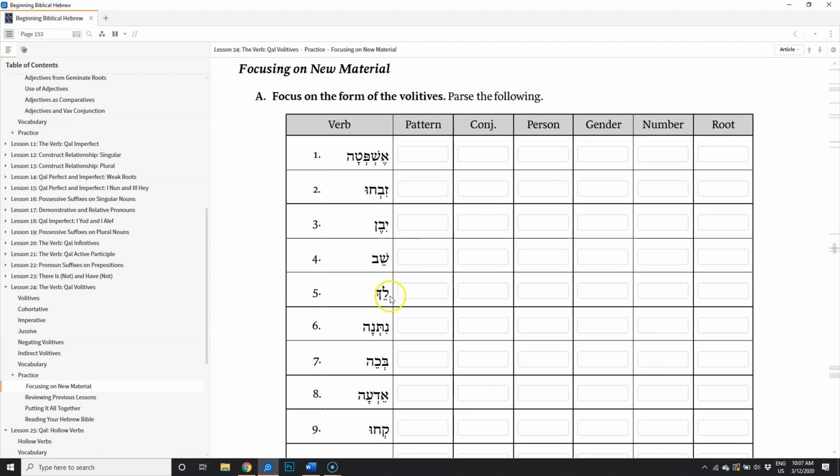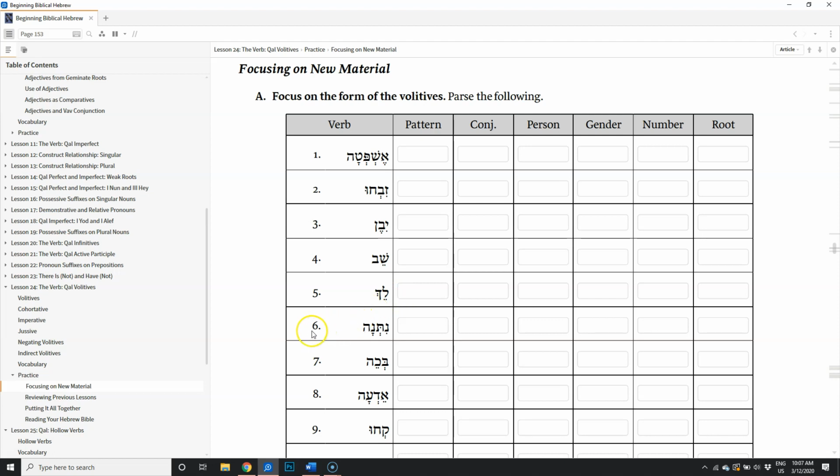All right. Lech, this is one that occurs so often that you might as well just memorize lech here as the 2ms imperative for halach, go. Often you will, well, I don't know how often it is, but it's not uncommon to see lech appear in the phrase kum lech. Kum lech would mean get up and go, or come on now, something like that.